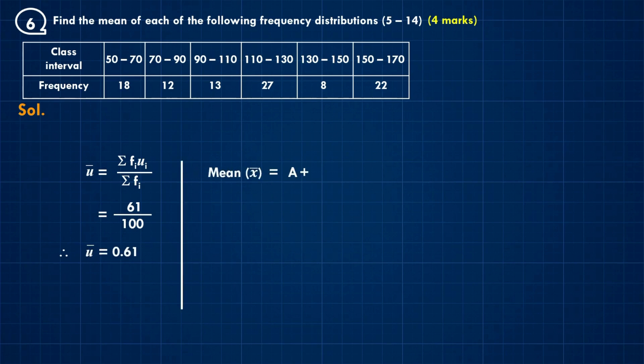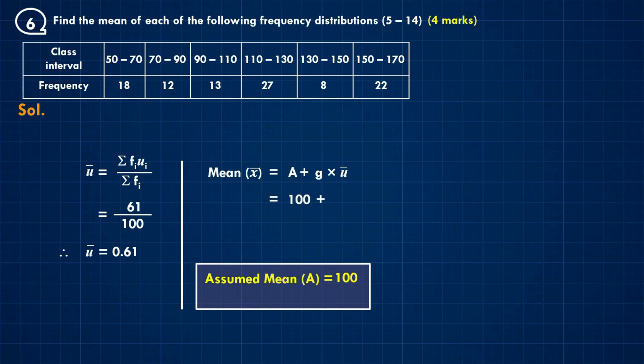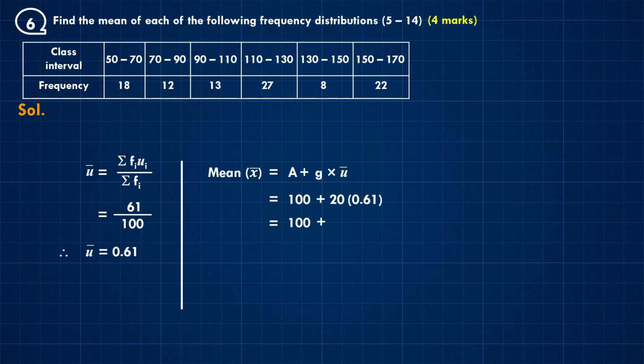Now mean will be equal to A plus G U bar. So A is the assumed mean, that is 100, and G we already got as 20, that is the GCD of all the di, into U bar, which is 0.61. So if we calculate, we are getting 112.2.